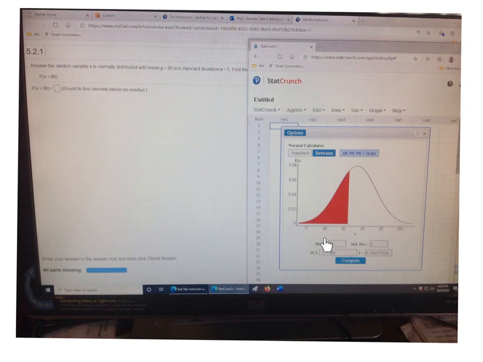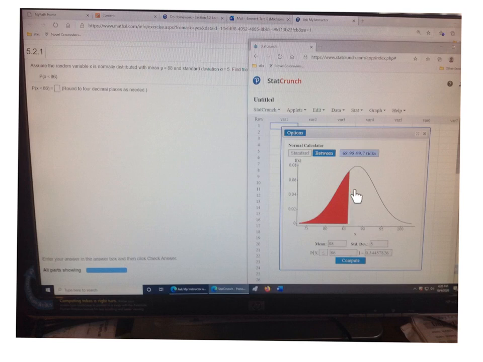You put in the mean, 88, and standard deviation 5. Then we want it for less than or equal to 86. And you just click compute, you see, and it gives you the answer, which goes here, and you round appropriately. It even gives you a nice picture, which I like about StatCrunch.